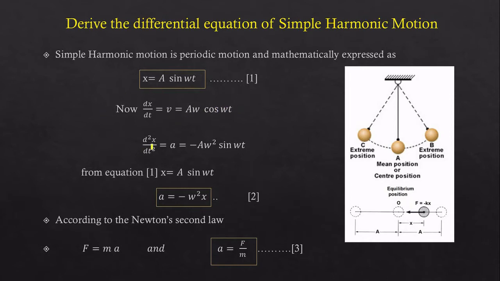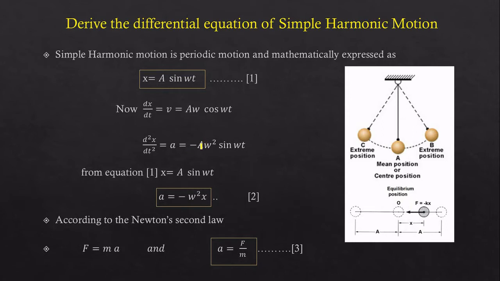Now if we again differentiate that equation with respect to t, we get d square x by dt square, that is dv by dt. Change in velocity with respect to time is our acceleration. So a is equal to minus a omega square sin omega t, because the derivative of cos omega t is minus omega sin omega t. So minus a omega square sin omega t.